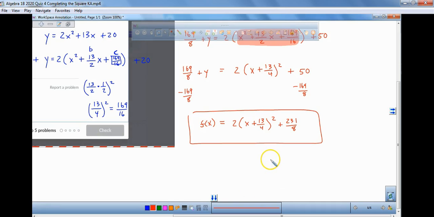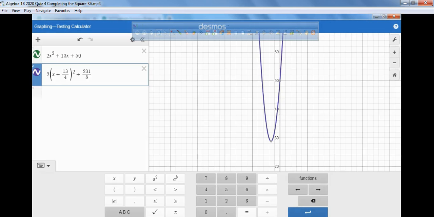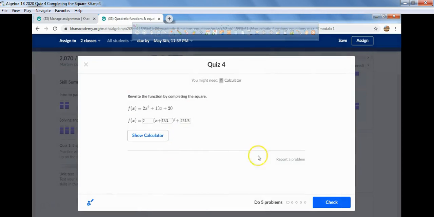And we'll go over here, and I'll type it in. Now the 2 is correct. The 13 over 4 is correct, but the final number is not, because that's supposed to be a 20, and I should have noticed that, but I didn't, because I was not paying attention. And look what happens when you don't pay attention. You hit check and you go, oops, give it another shot.